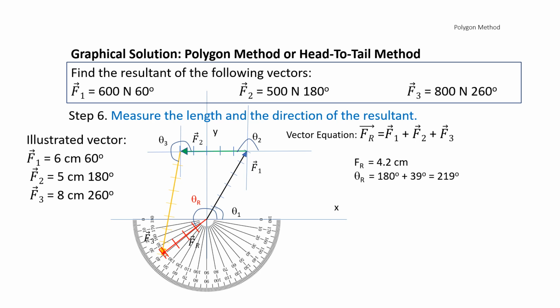Inasmuch as the resultant force acts on the third quadrant of the primary axis, the direction is the measured direction plus 180 degrees. So the direction of the resultant vector is 219 degrees. These are measures of the illustrated resultant force.